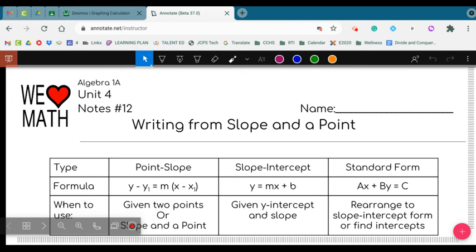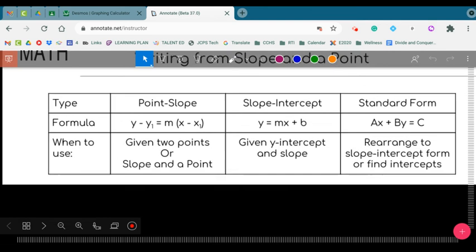Okay, today we're going to do Unit 4, Notes number 12, which is writing from a slope and point. So if we've done writing basic, if we're given a slope and our y-intercept, and we've done our word problems, today we're going to talk about how we're going to go from slope-intercept form to point-slope form.